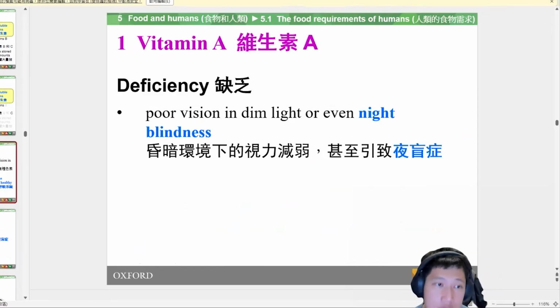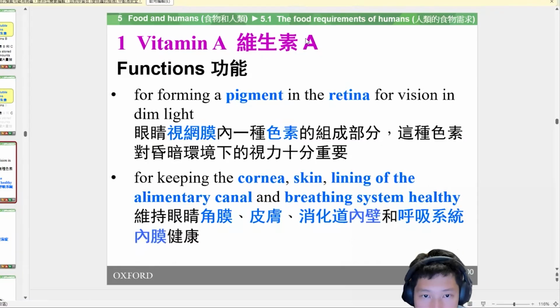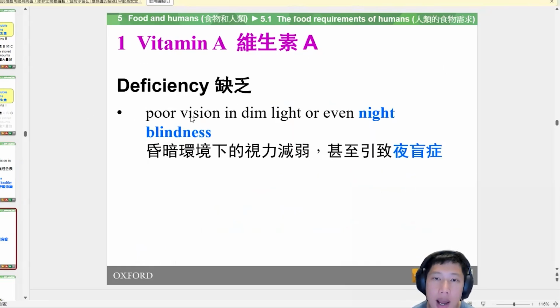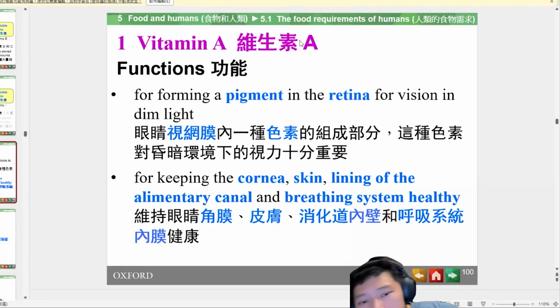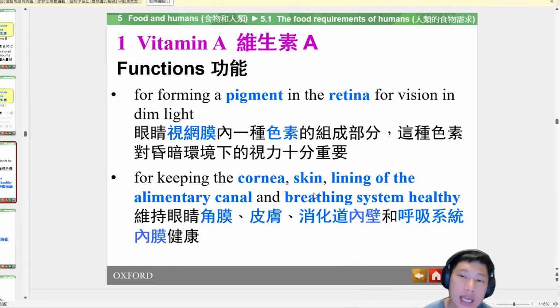For example, vitamin A is a vitamin for us to form the pigment in the retina. So if we do not have this kind of vitamin, then we will have poor vision in dim light, or even get night blindness, meaning that we cannot see clearly at night. And where is vitamin A kept? Most of the vitamin A is kept in our cornea, skin, or some of the breathing system.